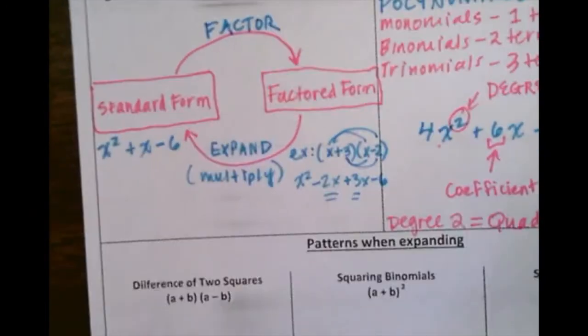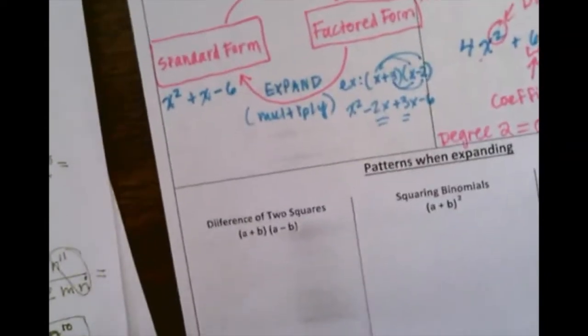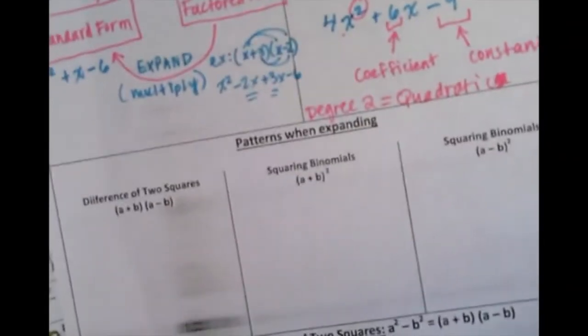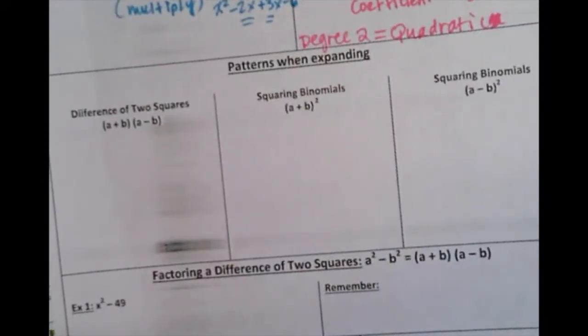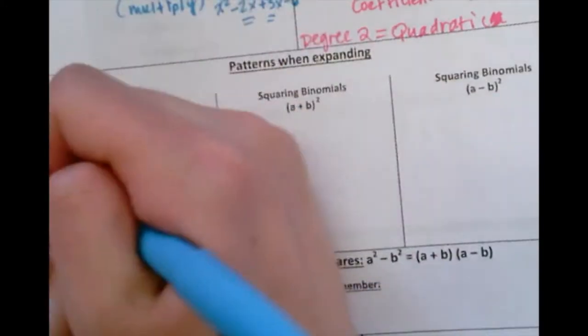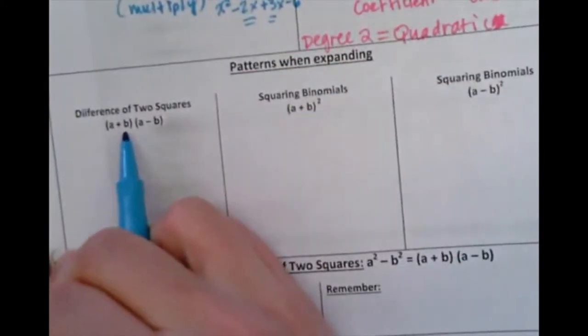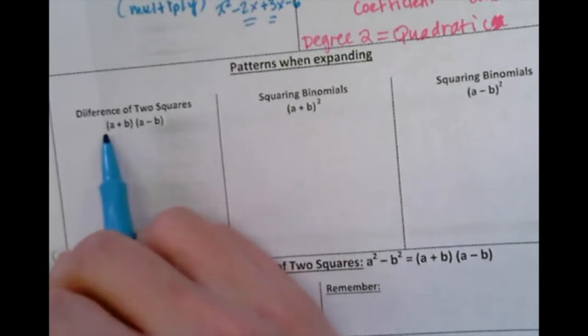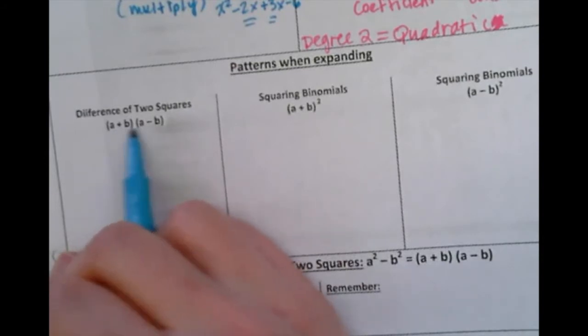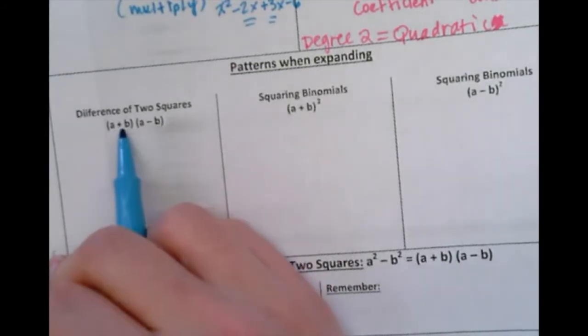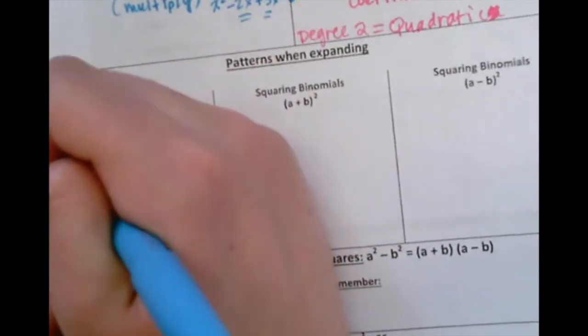Now, before we get into some strategies for factoring, I wanted to list out a couple of patterns that we notice when we're expanding or multiplying. The first pattern is something called a difference of two squares, and this was in lesson 1. And the idea here is if we multiply a plus b times a minus b, where you have the same first two terms and second two terms in a binomial, but then one is plus, one is minus.